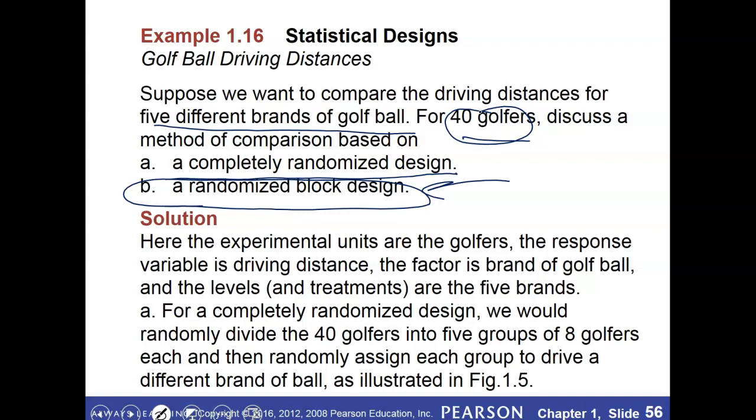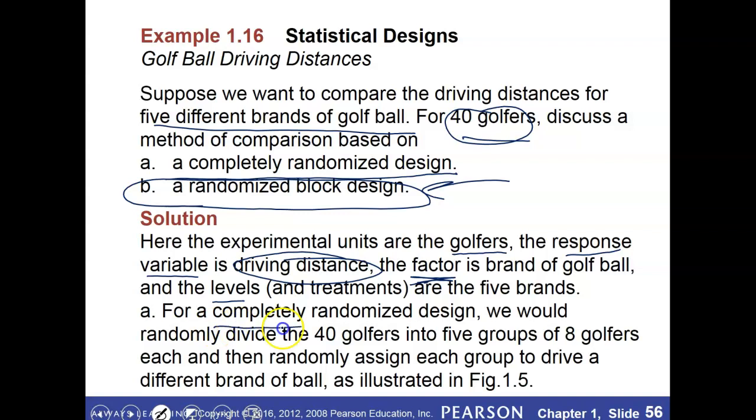So here the experimental units are the golfers. That's who we're doing the experiment on. The response variable is the distance that they're driving. That's what we're looking to affect. The factor is what is being studied, and that's the brand of the golf balls. And there really aren't any levels of the golf balls. It's just whether they're using maybe a Nike golf ball or a Top Flite golf ball or something else. Those are the 5 brands.